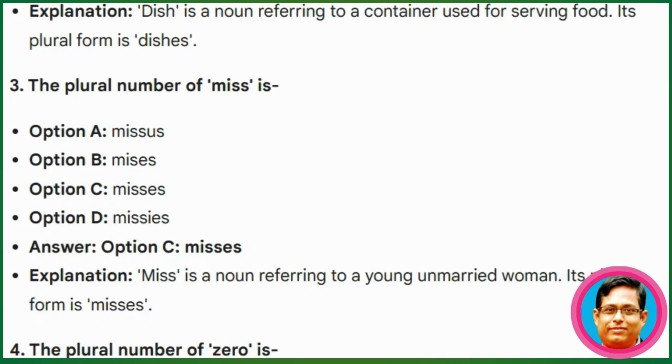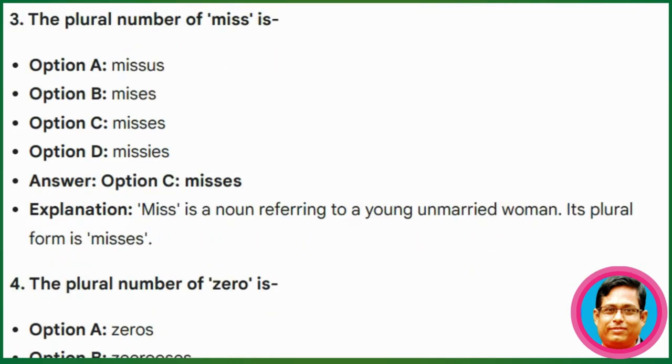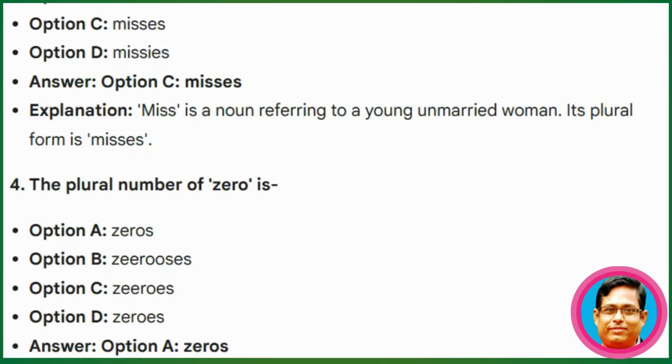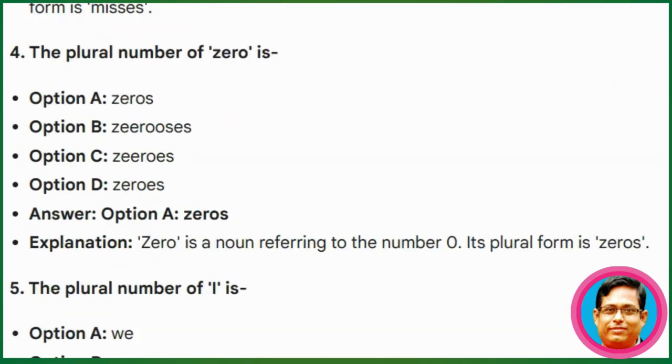3. The plural number of miss is option A, misses. Option B, misses. Option C, misses. Option D, misses. Answer, option C, misses. Explanation, miss is a noun referring to a young unmarried woman. Its plural form is misses.